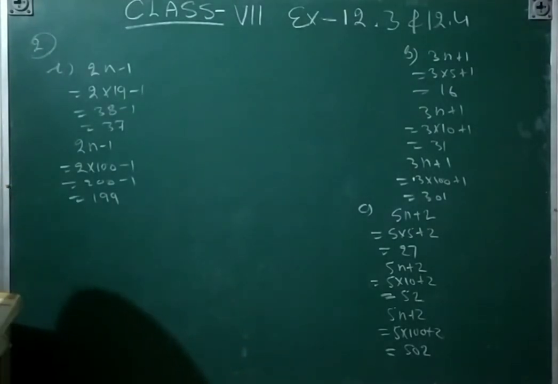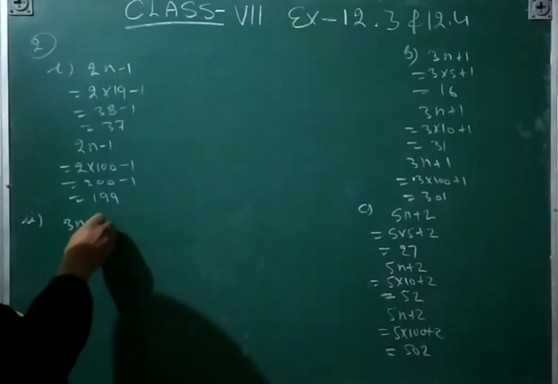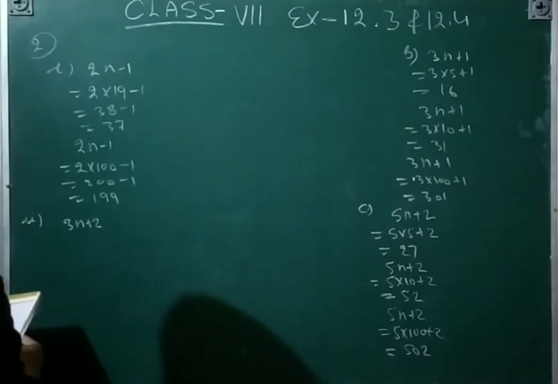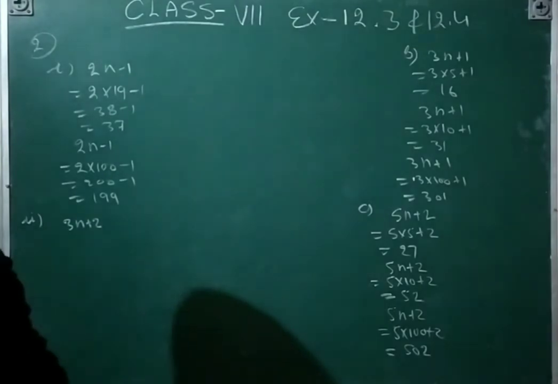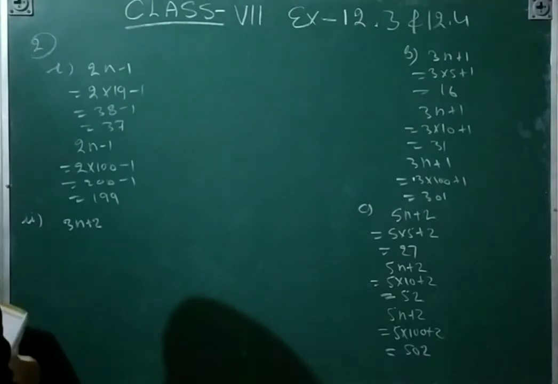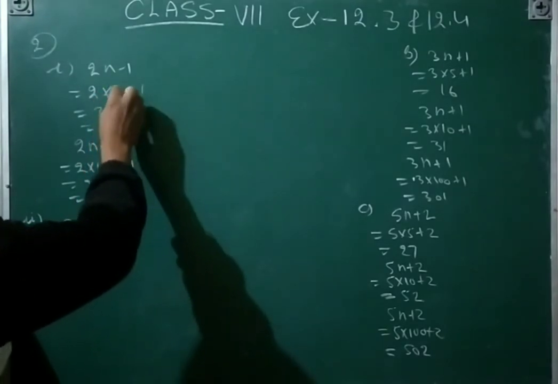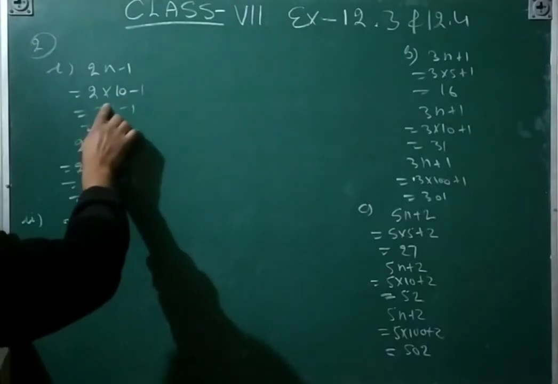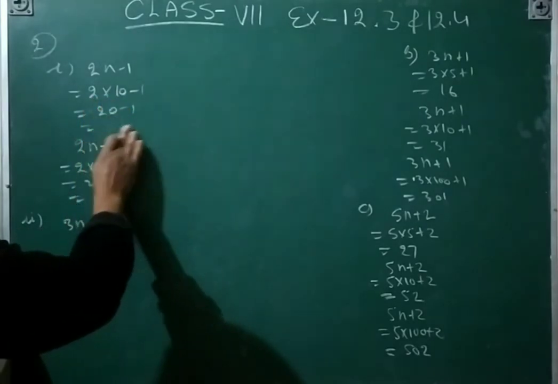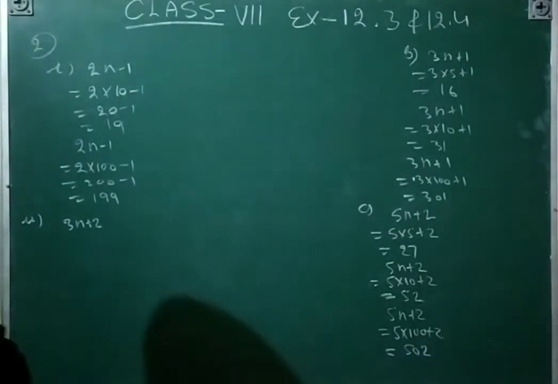And then similarly the second part, 3n plus 2. We will find only the 5th place, 10th place and 100th place. Just a minute, I was finding the 10th place here. So 10 into 2 is 20, and then that will be 19.